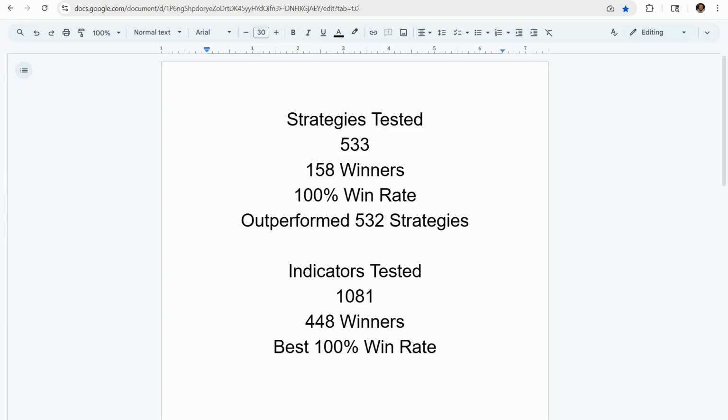Alright, as I said, today we will be testing a machine learning trading indicator. Before we do though, I wanted to put the testing scoreboard up for everyone to see. So to date, we have tested a total of 533 different strategies. The best one so far was able to achieve a 100% win rate. That was achieved using the Academy of Forex indicator to trade the crypto scalping strategy that I'll mention in this video on a live trading account.